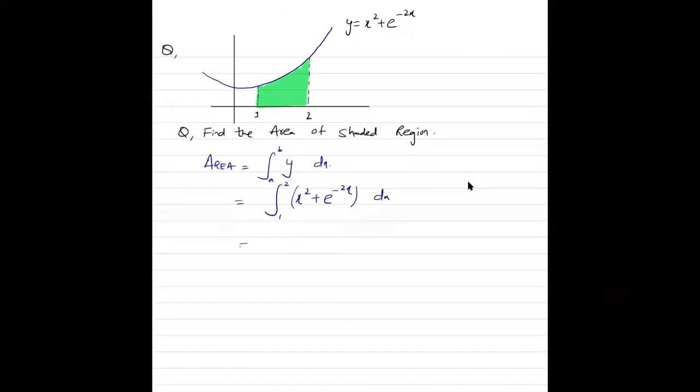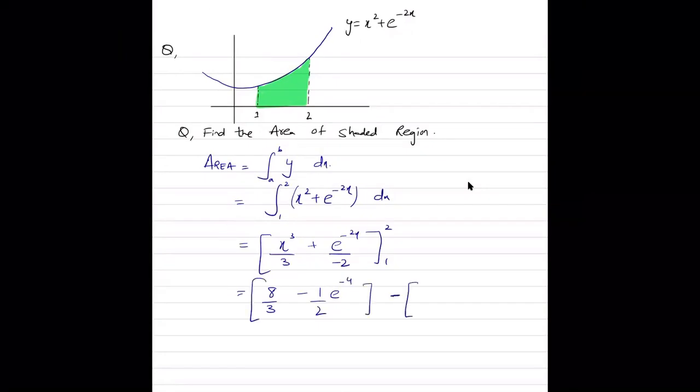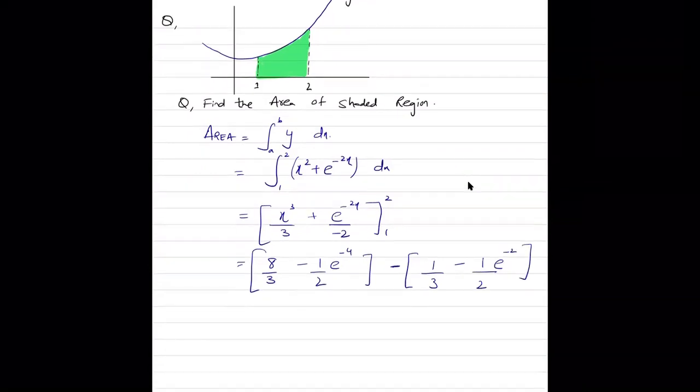So the integration of this is going to be x cubed upon 3 plus e to the power of minus 2x over negative 2, and the limits are 2 and 1. When you insert 2, you get 8 upon 3 minus 1 upon 2 e to the power of minus 4, minus 1 upon 3 minus 1 upon 2 e to the power of negative 2. And 8 over 3 minus 1 over 3 is 7 over 3 minus the remaining terms. This should be your answer.